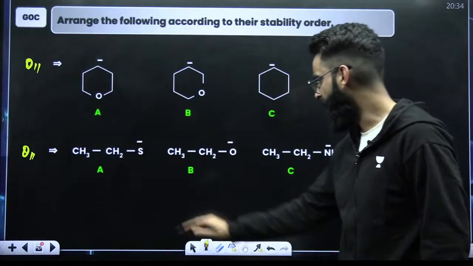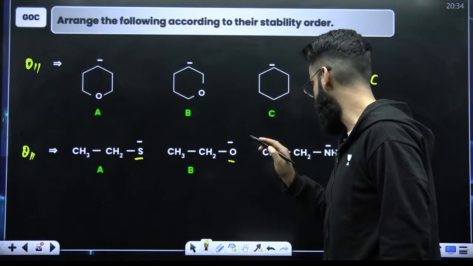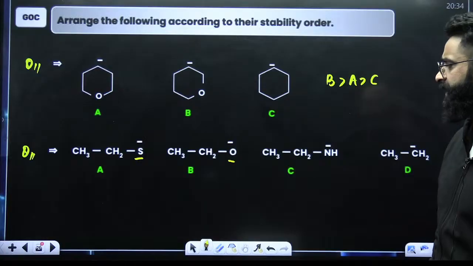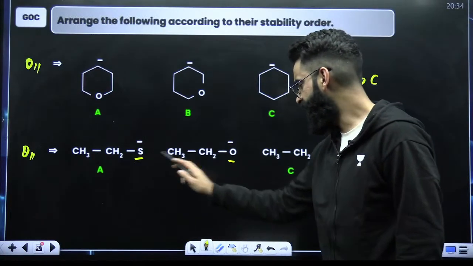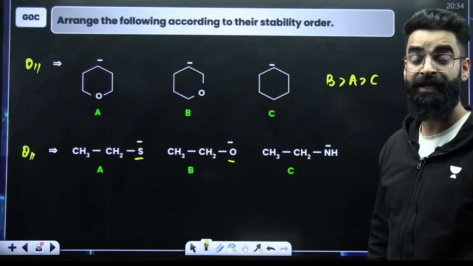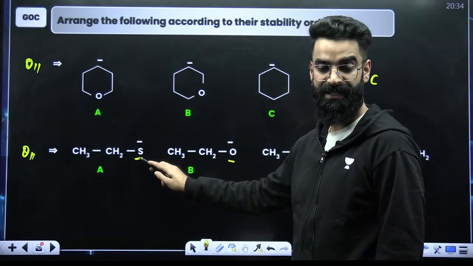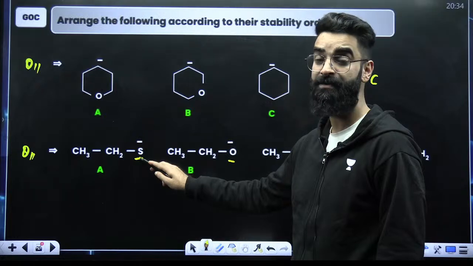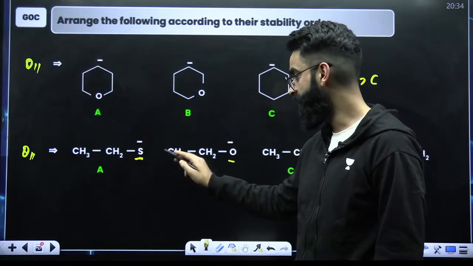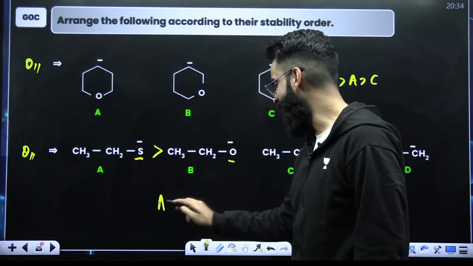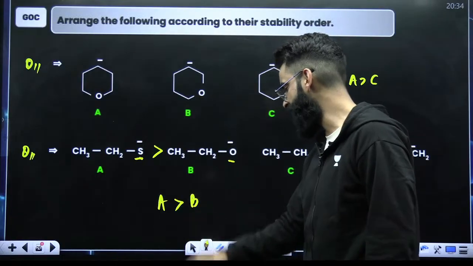Correct? Now, sulfur carrying negative, oxygen carrying negative. Sulfur, oxygen, they belong to the same group. In the group, VCD plays a role, right? So sulfur has got more size, less VCD, more stability, right? So among A and B, which one is more stable? A is more stable than B.